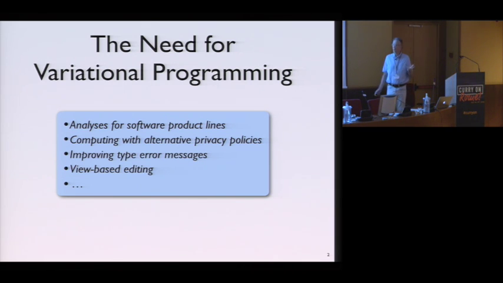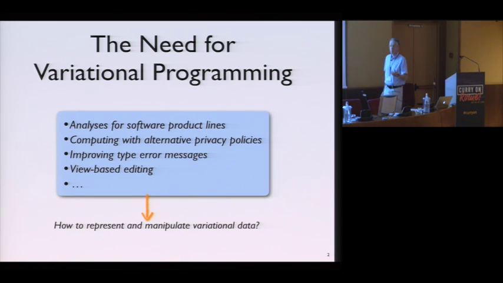This is most prominent in analysis and all kinds of programs you want to write for software product lines, where the objective is to define programs that are variable and that can be configured to run on different systems, to have different feature sets, and so on and so forth. But there are all kinds of other applications for the use of variation in programming, for variational programming. And so the question arises how to best represent and then manipulate variational data, and in particular variational programs.